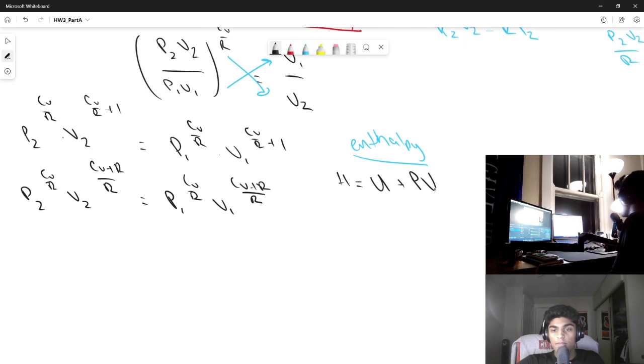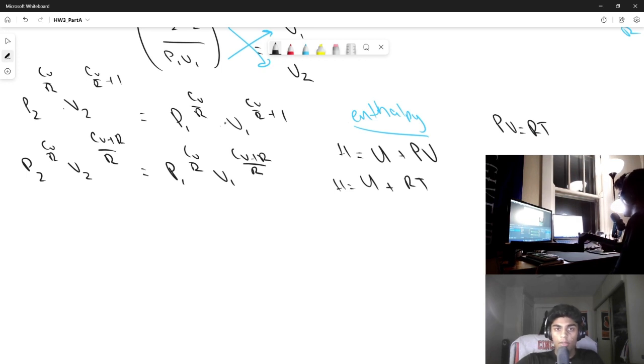And since we are dealing with an ideal gas, we can go back to our PV equals RT relationship with the assumption of 1 mole. And we can rewrite this as H is equal to U plus RT. And now let's take the derivative of this entire function with respect to temperature. So dH/dT is equal to dU/dT plus R.